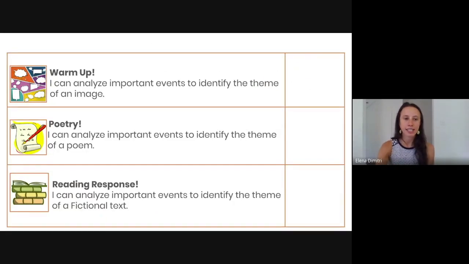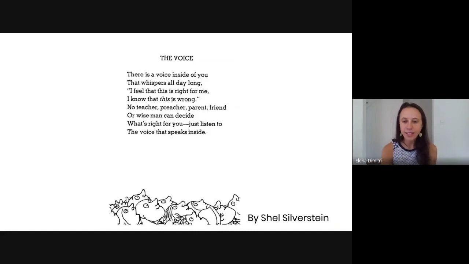So we just completed the first part of our lesson, which was to analyze important events to identify the theme of an image. So awesome job. Let's move on to poetry. All right, so here is our first poem.